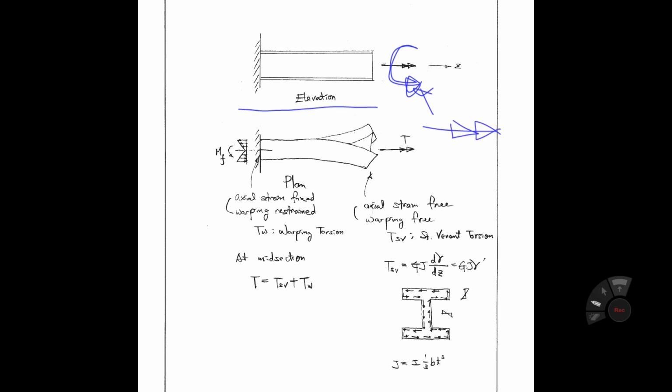That means the torsional force, not axial force. If we draw one arrow, that means axial force. If we have two arrows, that means torsional force. The direction is like that, based on the right hand rule. Let's look at this one.